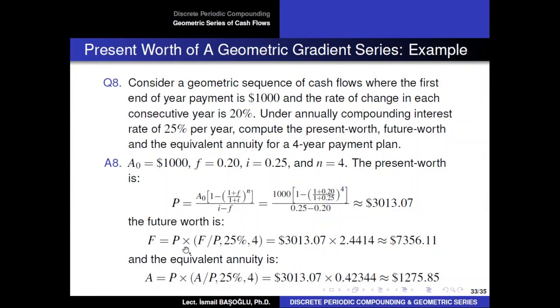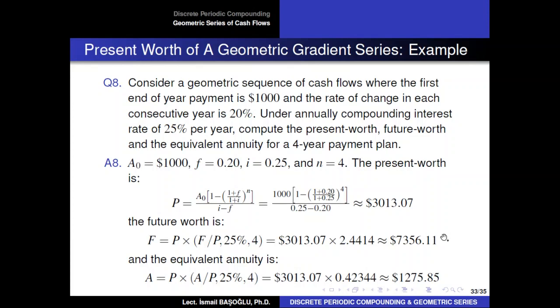The future worth will be calculated as what? By multiplying the present worth with the single payment compound amount factor for 4 years under a 25% interest rate. You can check this value from the tables, and it is going to be 2.4114. And this means the future value of the same amount of money. So this is the total amount that is going to be accumulated in that savings account.